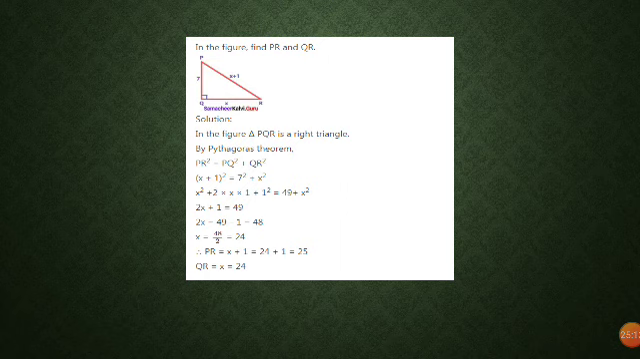PR equals X plus 1. The value of X is 24, so 24 plus 1 is 25. X equals 24, so PR is 25, then PQ is 7. Do you understand?